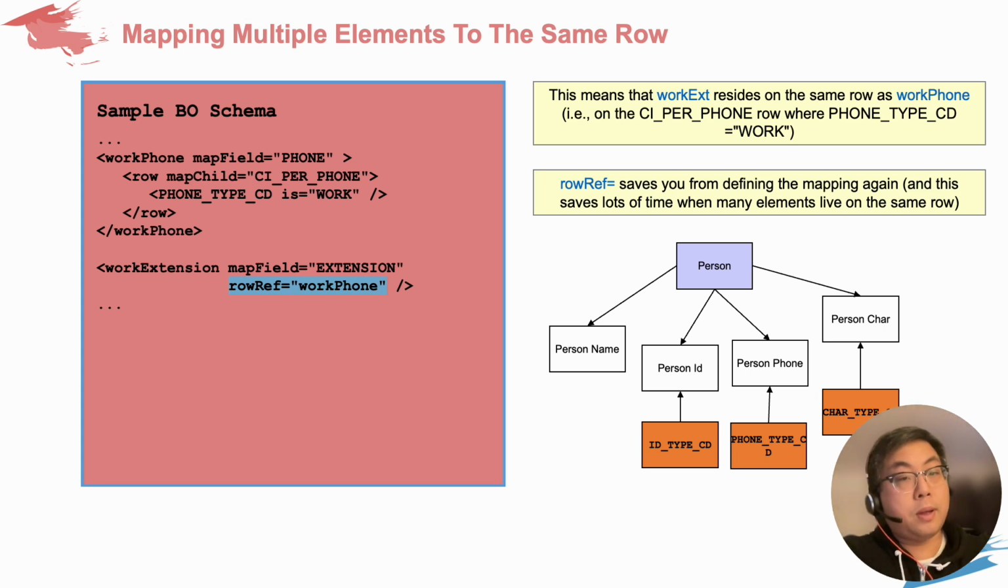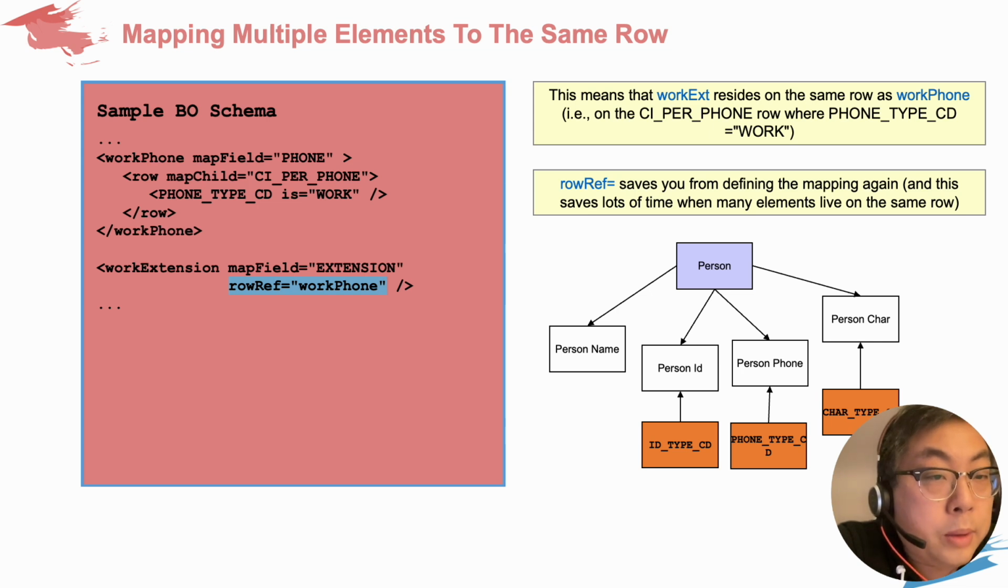Now, let's have a look at another example which actually simplifies the mapping of multiple elements to the same row. In this case, we have a work phone, which is mapped to a child table CI per phone based on the phone type is work. Which actually means the work is a key attribute of this child table.